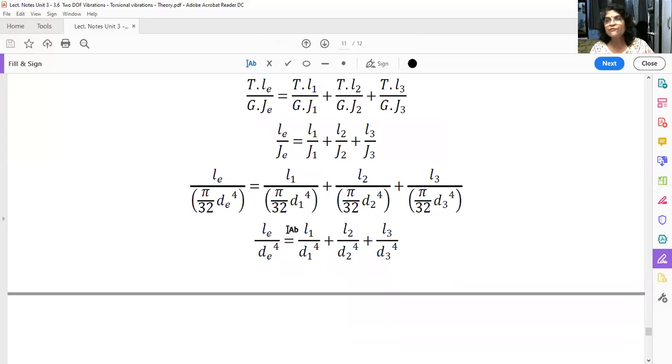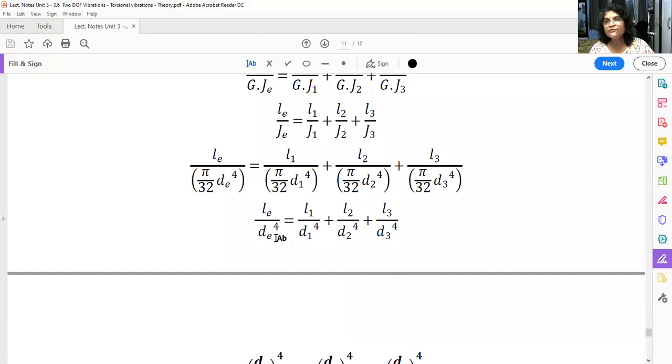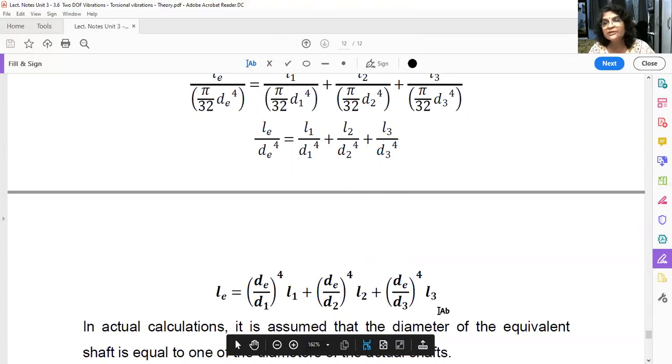What can you cancel now? Pi by 32 from each term. So what is remaining? LE upon DE raised to 4 is equal to L1 upon D1 raised to 4 plus L2 upon D2 raised to 4 plus L3 upon D3 raised to 4. Like this, however many steps there are, that many terms will be there. So this is your final equation.